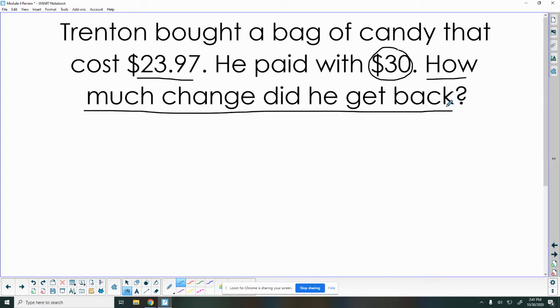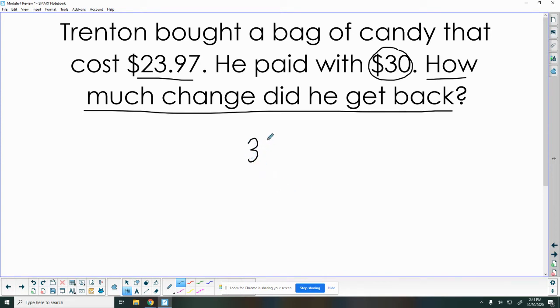So we want to know, he gave the cashier $30. His total was $23.97. How much did the cashier give him back? So go ahead and see if you can set up that problem and then come check out what I did.